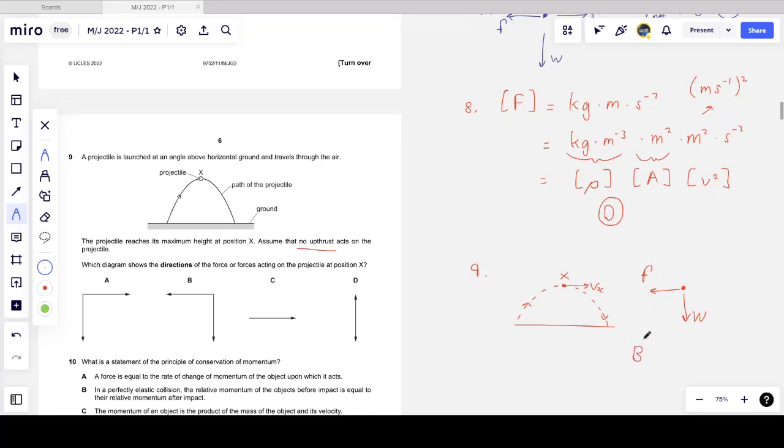And there aren't any other forces acting on this projectile, since we are assuming that all fluid forces can be neglected, like upthrust. There are only two forces on the particle, to the left and downward, which corresponds to option B.